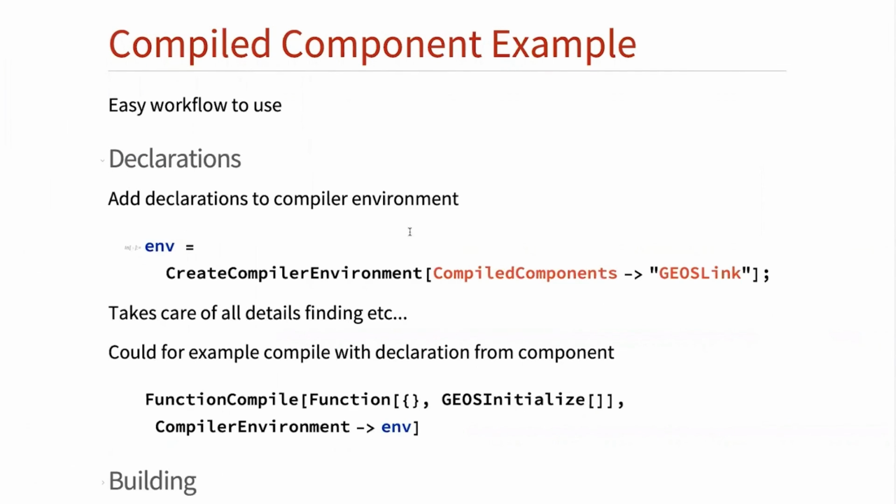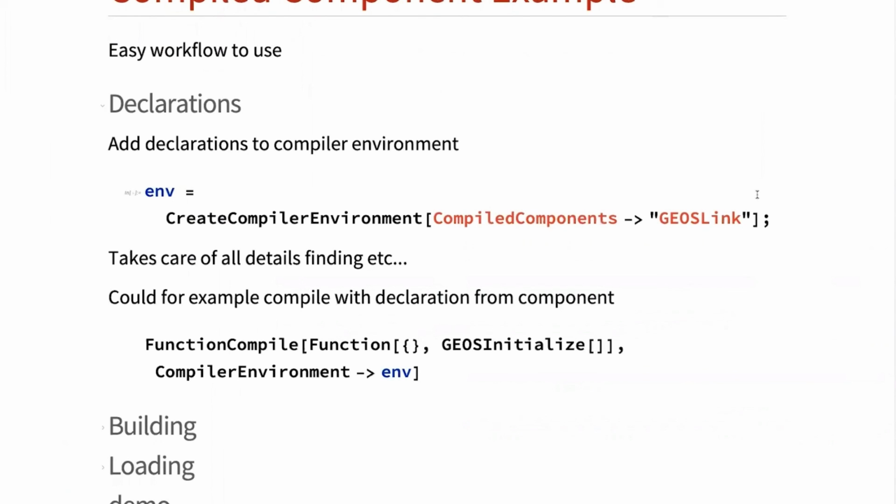So with declarations, there's a bunch of ways of working with these, but for example, I could create a compiler environment, and I could say, when you create this compiler environment, add in these components. So it builds that. And then once I've added that to a compiler environment, I could do compilations using the declarations that have come out of this little thing that I've loaded.